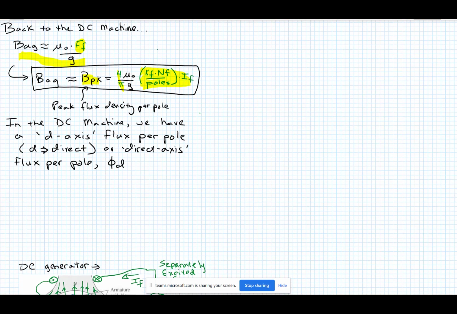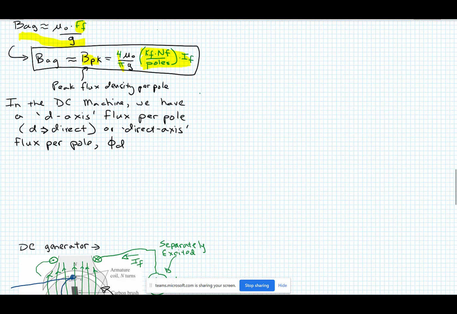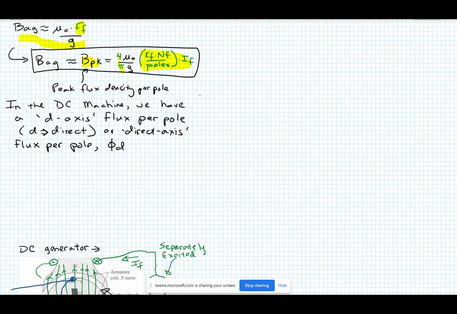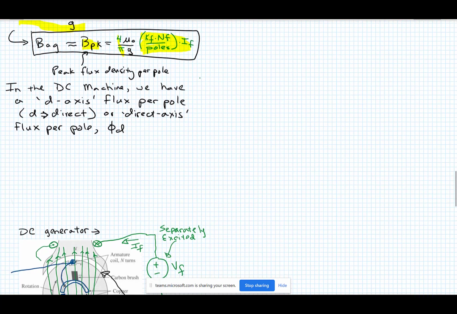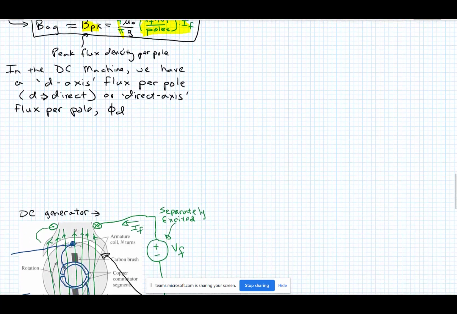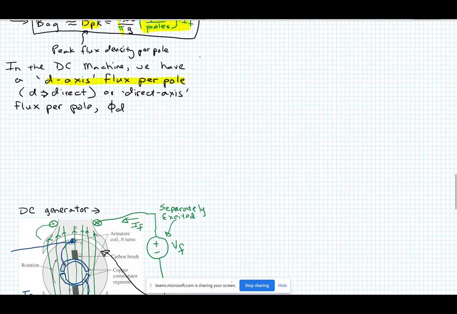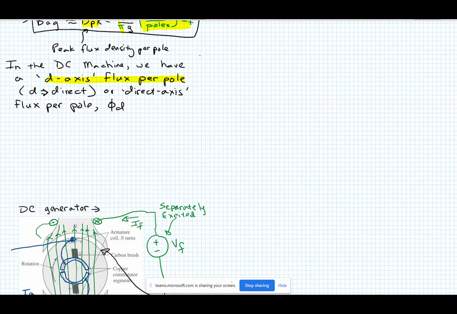I had one student who really got into that, and he could really tell the difference between this flux density equation and the one for the synchronous machine. There's a very subtle difference between them for the interested student. But the other thing is that all the flux is along the D axis. So there is going to be a flux per pole, phi d, direct axis flux.